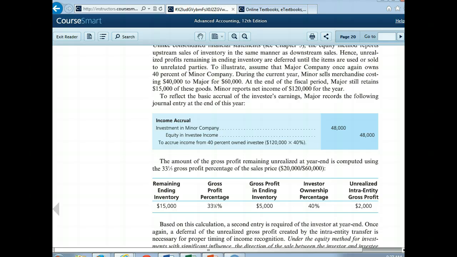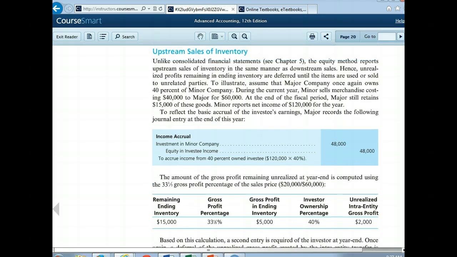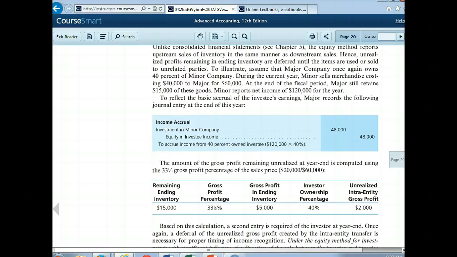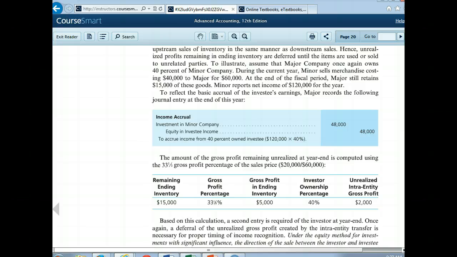The gross profit percent: let me see how they sold Major. They sold it for $60,000 and purchased it for $40,000. So that's how they can tell what their gross margin is, 33%, because they're marking it up to sell it. So the amount sitting in ending inventory for Major is $15,000. But if we come up with the gross margin on that $15,000, it's $5,000 of income.